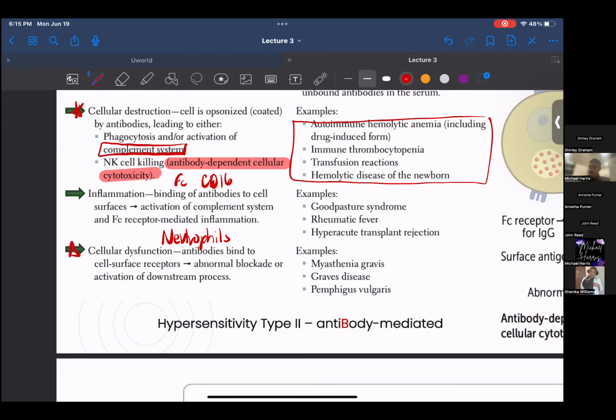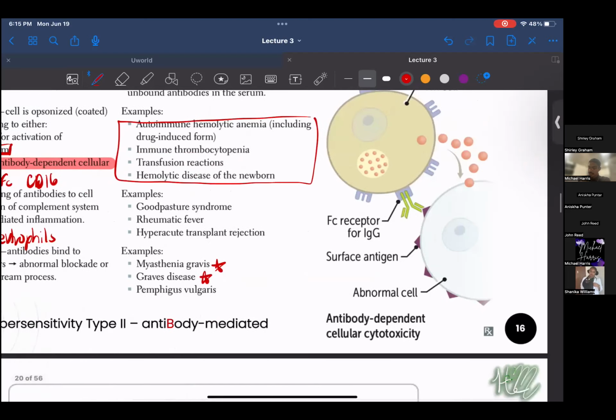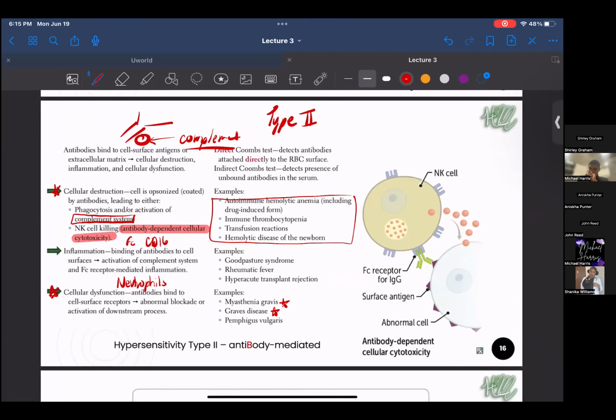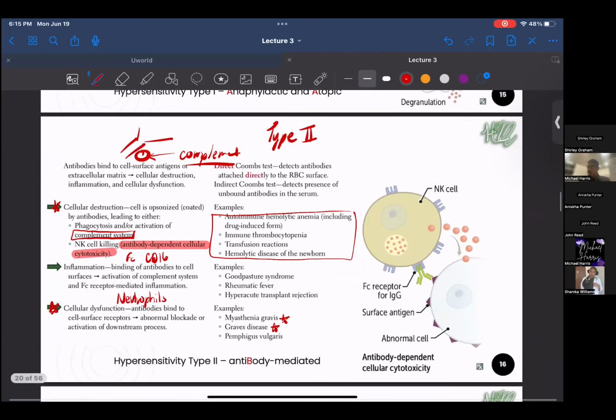And then the last one is that cellular dysfunction that we discussed. Okay, and just like we were talking about, myasthenia gravis is right there, as well as Graves' disease, right there. All right. So any questions on this one? No. Okay.